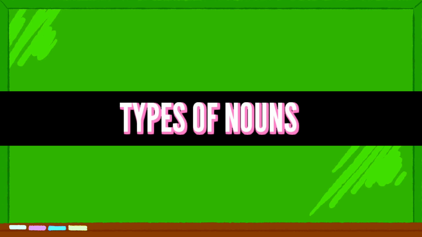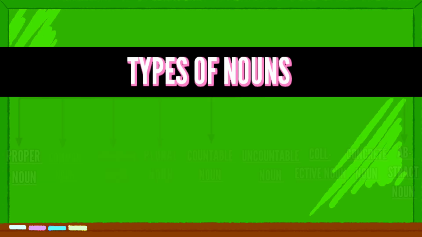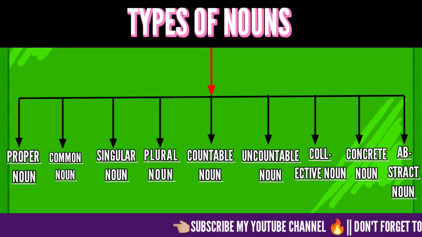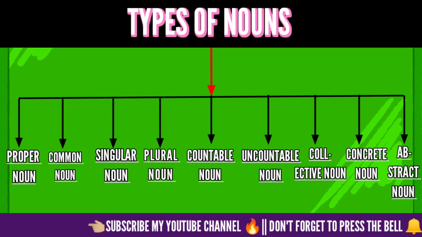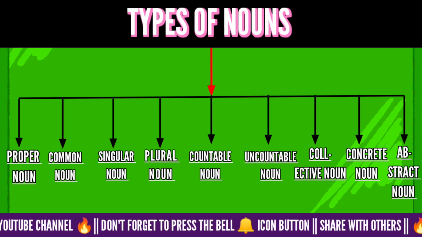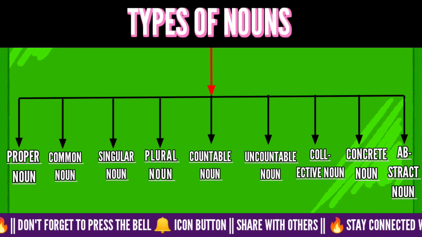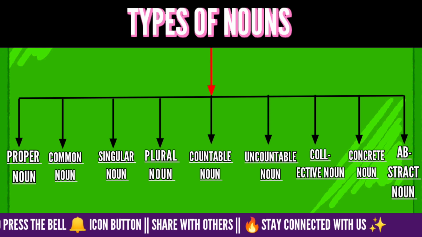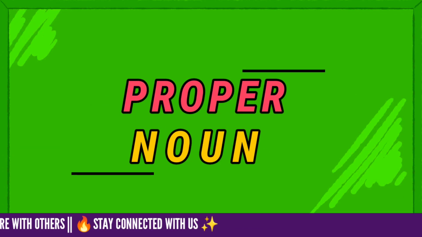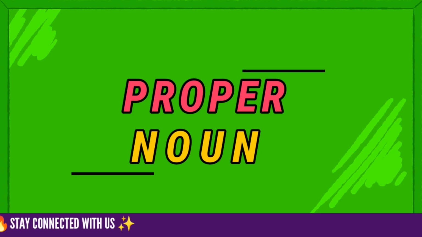So now we shall go about our last section, that is types of noun. There are 9 types of noun and they are as follows: proper noun, common noun, singular noun, plural noun, countable noun, uncountable noun, collective noun, concrete noun, and the last one, abstract noun. So here we shall start with the first one, that is proper noun. So let's go to know all about it.